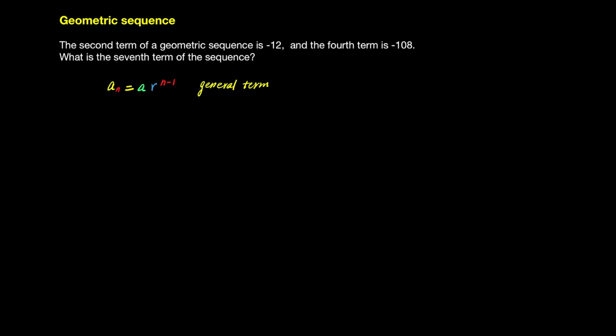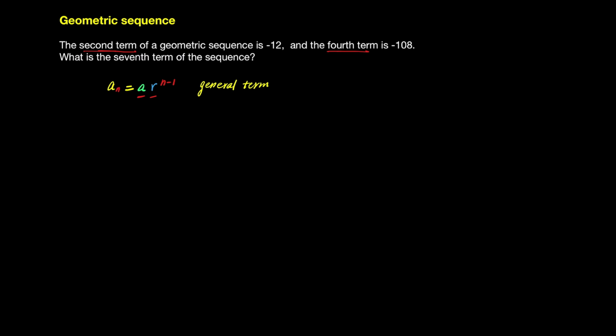We need to evaluate the seventh term, but at this moment we don't know the value of a or r yet. So we need to figure out a and r first. Then we can use this general term to solve for the seventh term. So how do we figure out a and r? We were given two terms, the second term and the fourth term. Okay, so now let's apply the general term to these two terms.